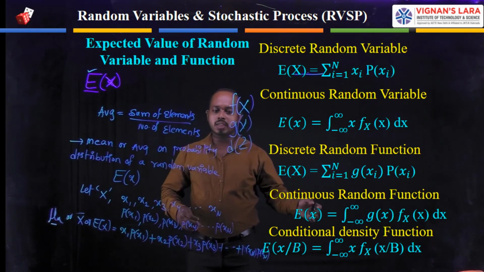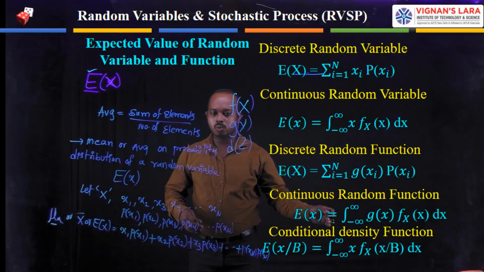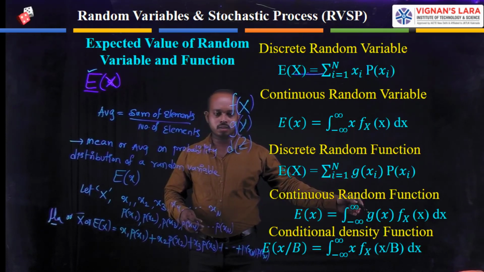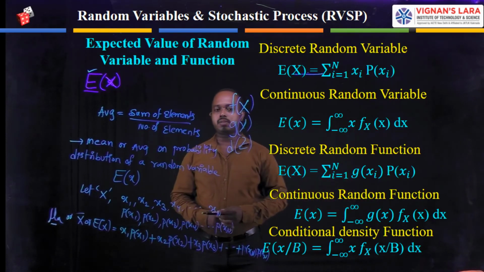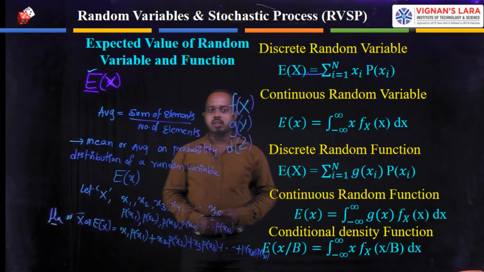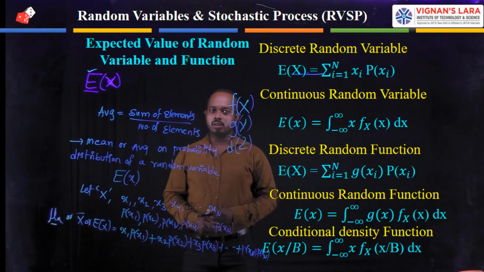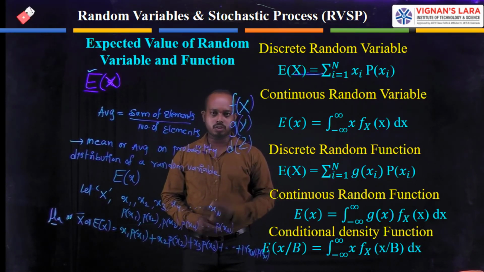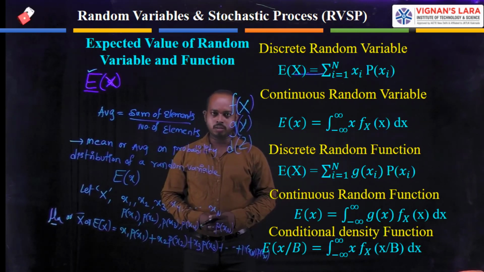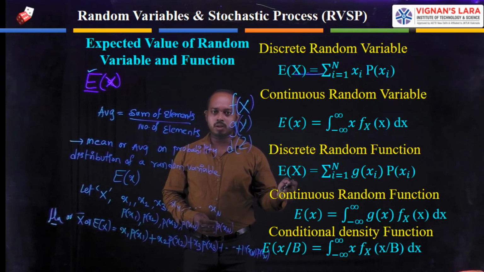For the continuous case, expectation of x is equal to the integral from minus infinity to plus infinity of g of x into fx of x dx. In this, g of x represents the random variable function and small fx of x represents the density function. You just multiply these two quantities, and you can find the expected value of a continuous random variable function.